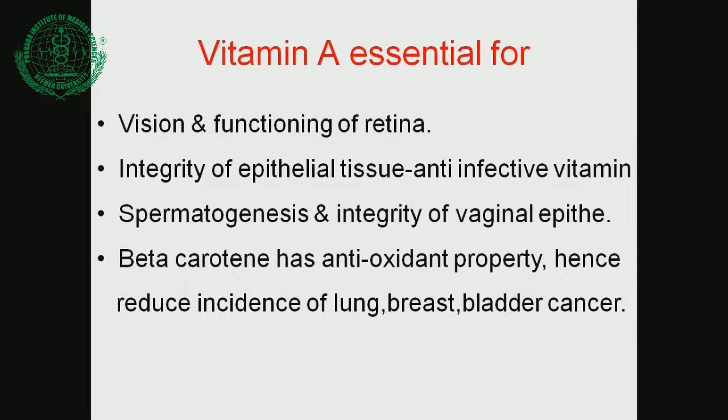As I was telling you, vision and function of the retina is an important role of vitamin A. But wherever epithelium is there, vitamin A has a role. So it is also called the anti-infective vitamin. Why? It prevents infection where there is epithelium. Epithelium lines the whole GI tract, the whole urinary tract, the whole genitourinary system, the whole respiratory tract, and the eyes. So vitamin A deficiency will affect that part of the body. It also affects spermatogenesis and the integrity of vaginal epithelium. In vitamin A deficiency, the vagina becomes dry and spermatogenesis is hampered.